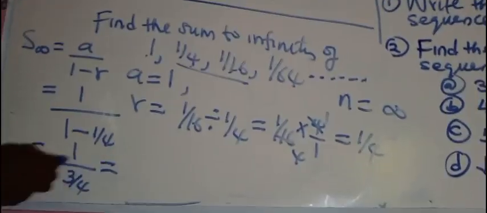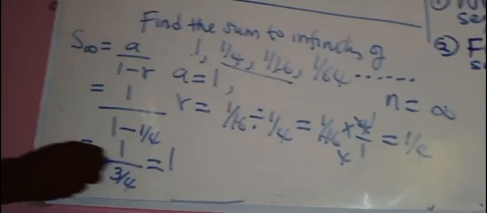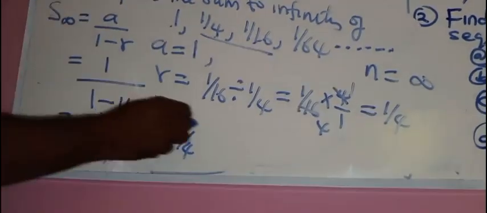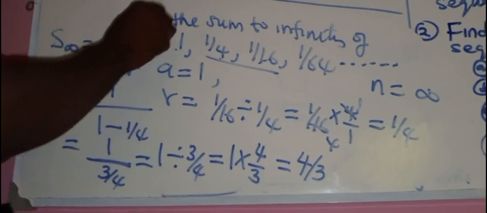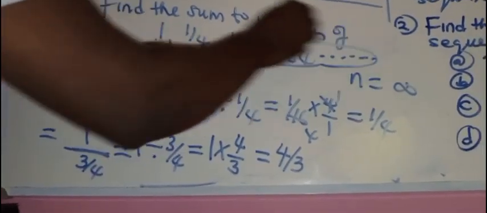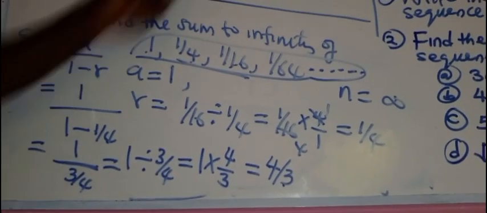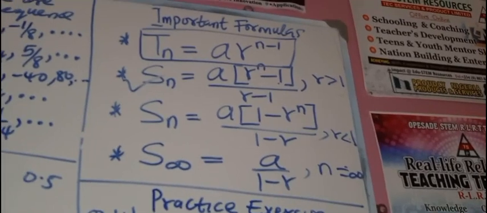Now let us interpret this. This is 1. This line means divided by 3 over what? 4. Now change this to times. That will be 1 times, this will go up, this come down, 4 over 3. Then if you multiply anything by 1, it is that thing. So that means the sum to infinity of this sequence is 4 over 3. Try to take note of this formula. With this, you have come to the end of geometric sequence.